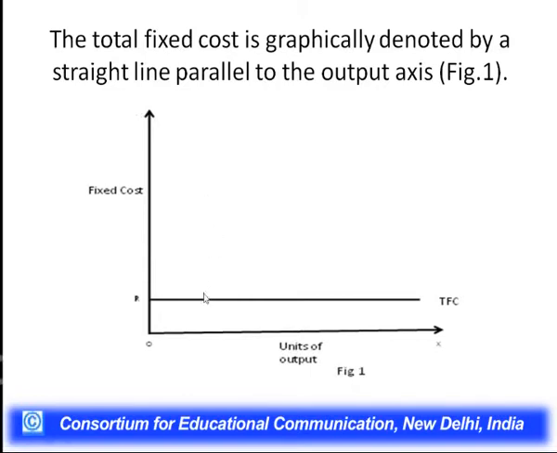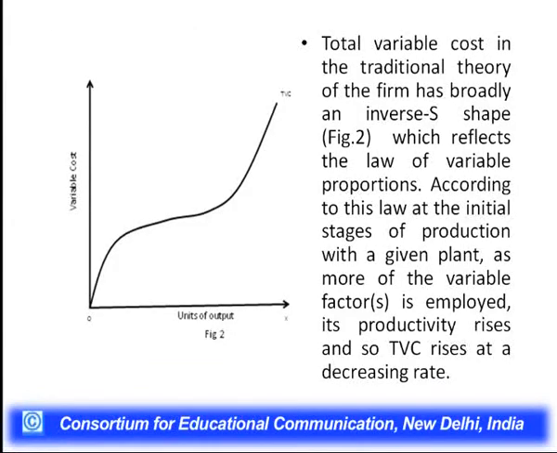We have shown total fixed cost in figure 1. On x axis we are showing the units of output, on y axis we are showing the fixed cost. This fixed cost is constant at OR. Whatever may be the number of units of output, this remains constant. So TFC will be parallel to x axis.